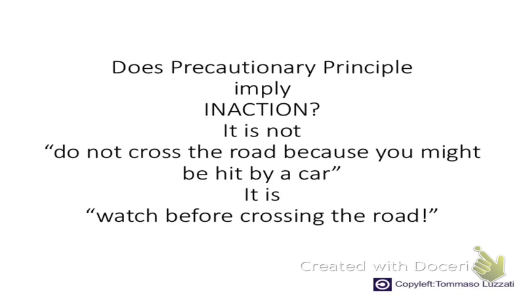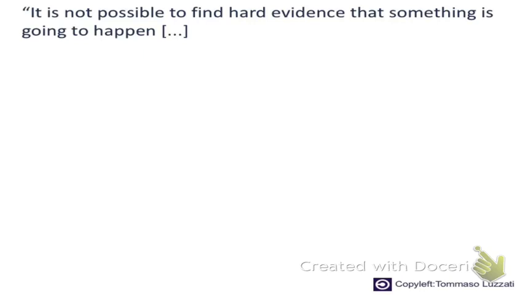And now we will read together an example of that. So please read those sentences. First of all, this is an important declaration. Then you will have to guess who made this declaration. It is not possible to find hard evidence that something is going to happen. It's about the proof. To find the proof is difficult.